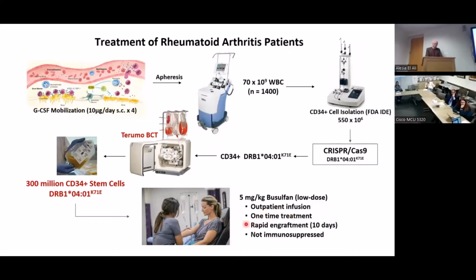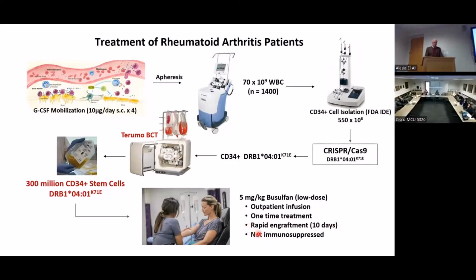We'd see the rapid engraftment. By day 10, they should really be out of the woods. And the other important point is they're not immunosuppressed. We haven't really hurt their peripheral T cells. In fact, this agent doesn't even suppress their peripheral T cells. So there's really no global effect.